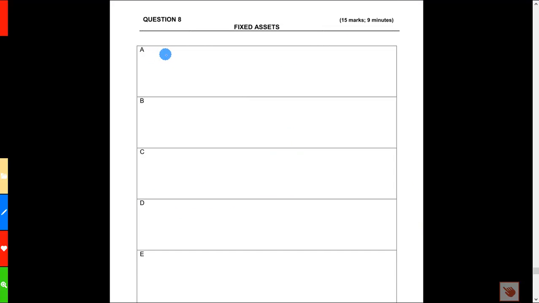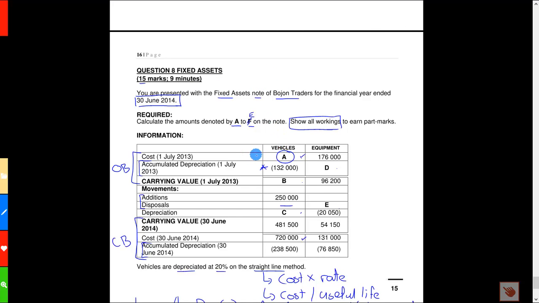So we can say 720,000, which is the closing cost, minus the additions of 250,000. Please don't use that abbreviation, I'm sorry I'm teaching you that. 720,000 minus 250,000 gives you 470,000 as the cost. So this is then 470. Once we've got that, we can calculate amount B pretty easily. The carrying amount is always the cost minus the accumulated depreciation.